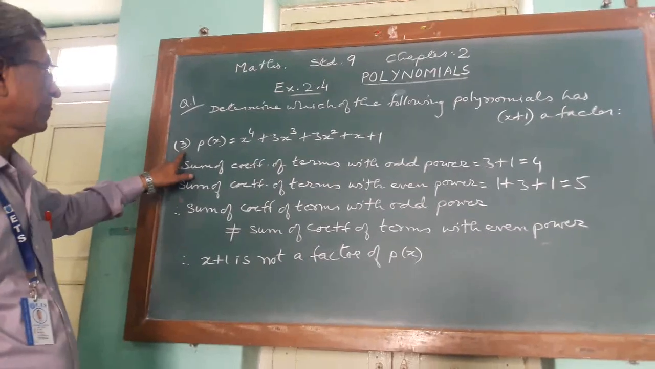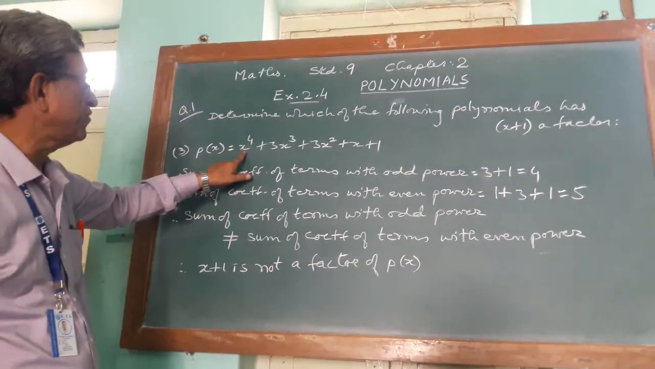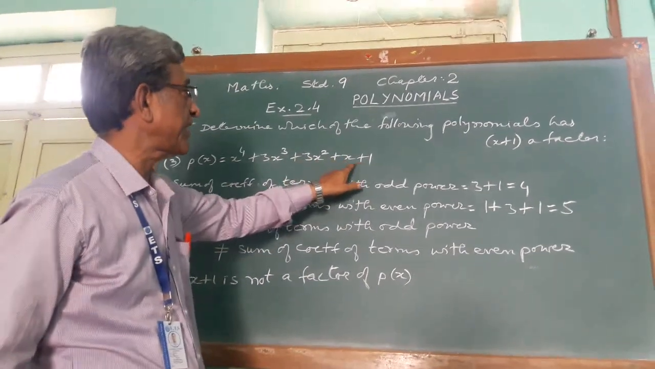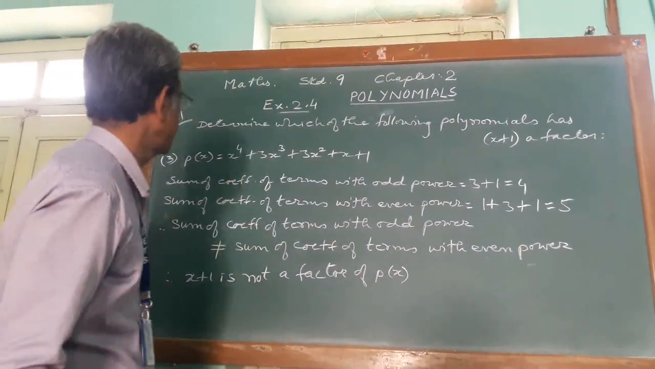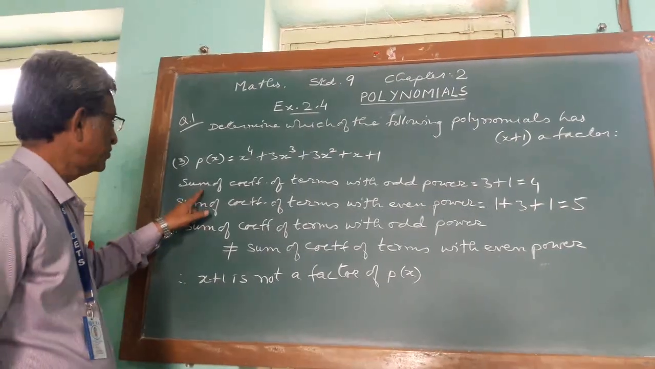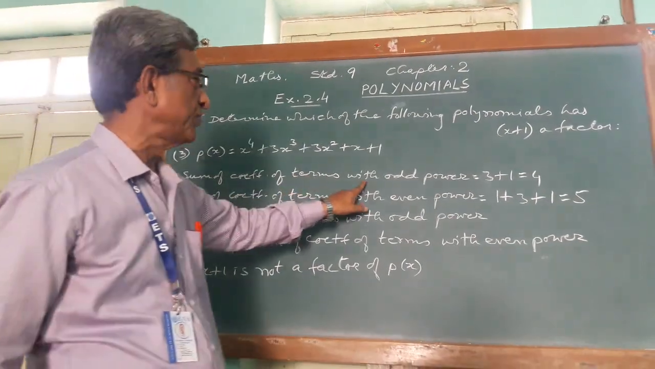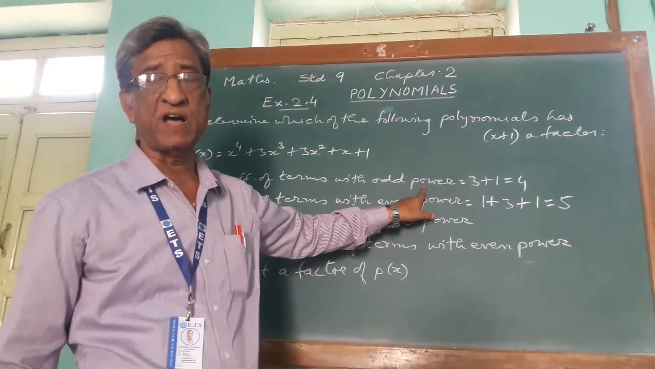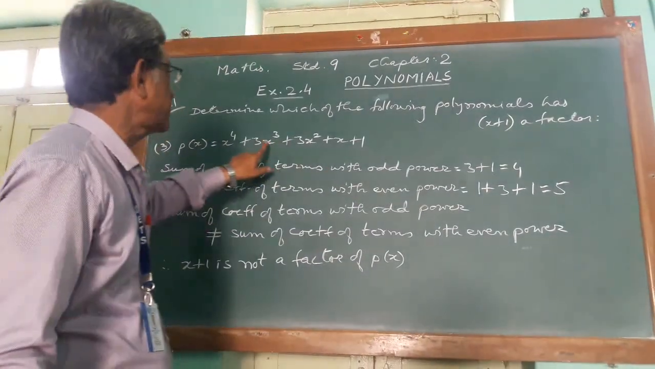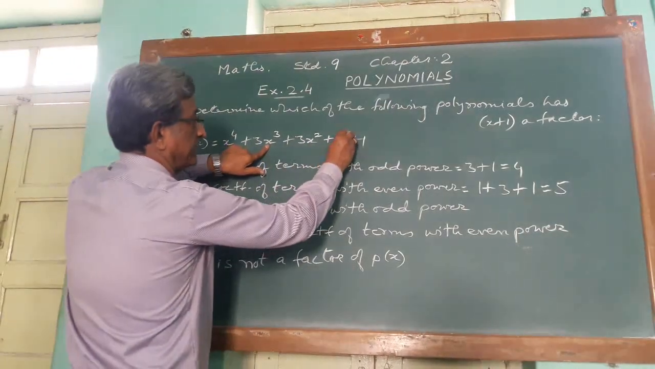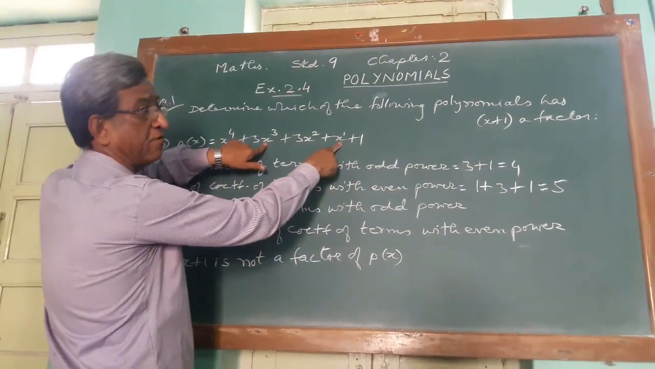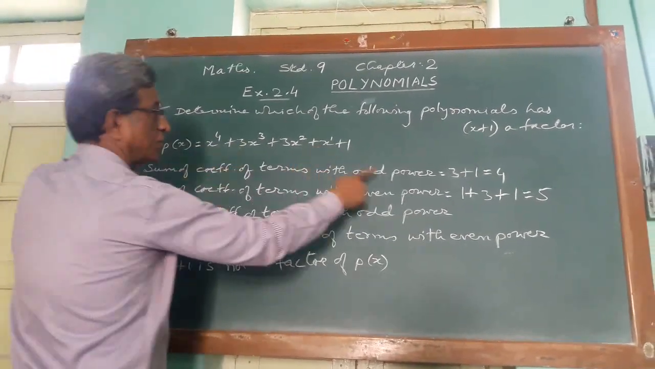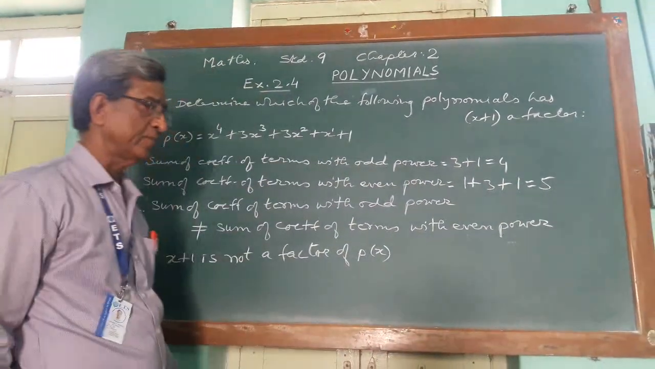Third question. The given polynomial is x^4 plus 3x cube plus 3x square plus x plus 1. Same method. Sum of coefficients of the terms with odd power. So first find the terms whose power is odd. That is x raised to 3 and x raised to 1. These two have odd power. So their coefficients are 3 and 1. So 3 plus 1 gives you 4.